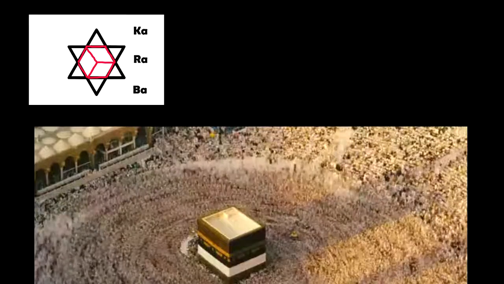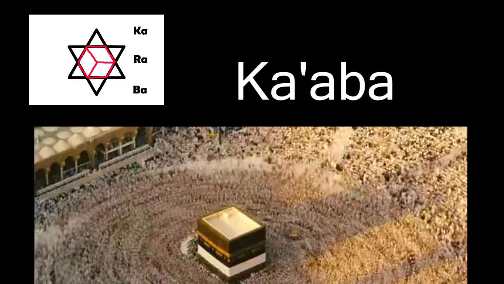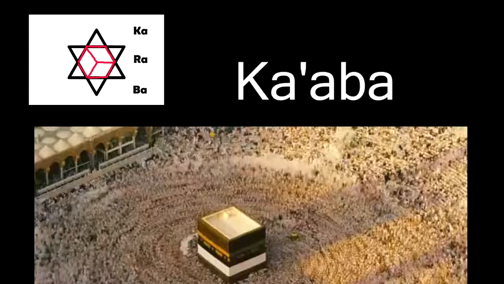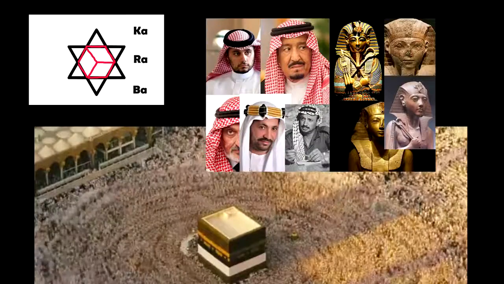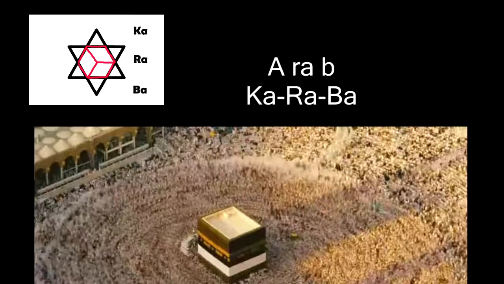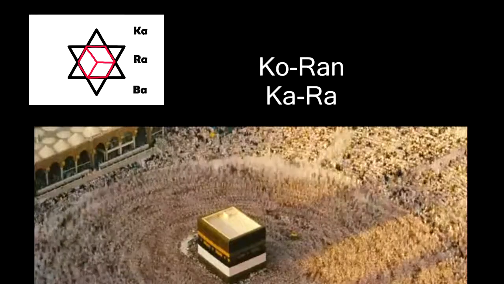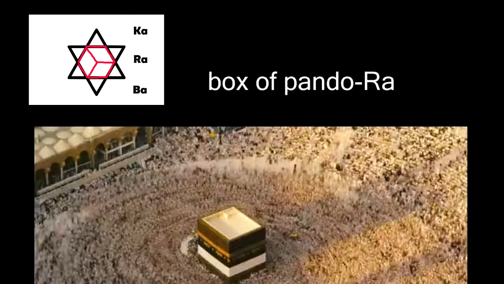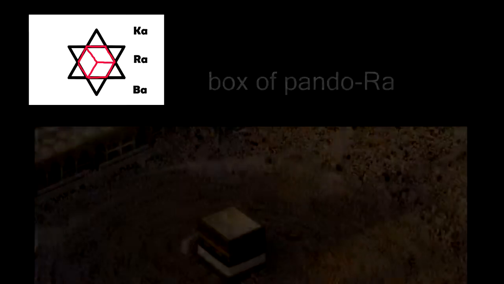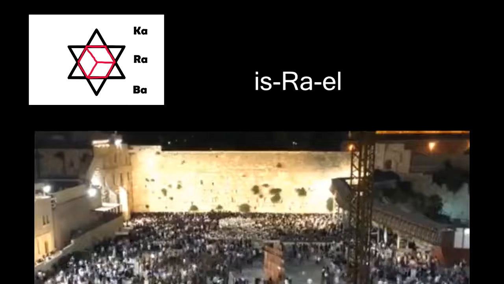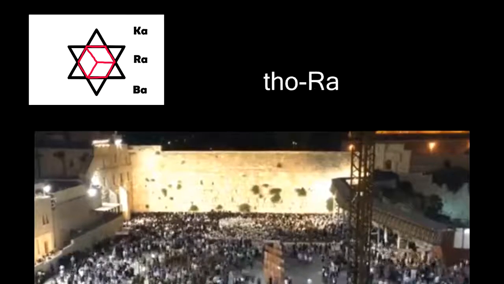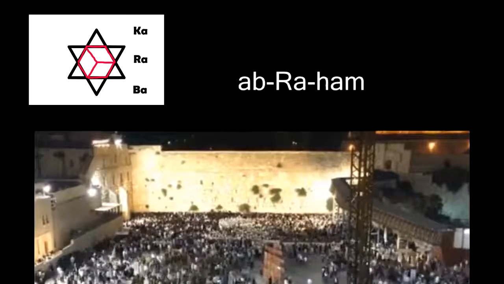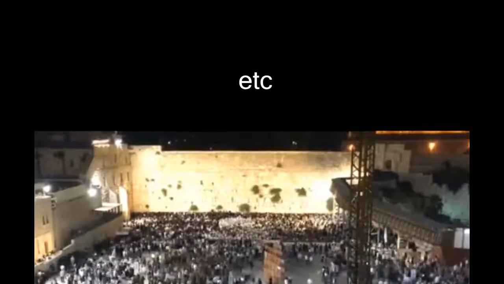Let's explain a few words. In Mecca, you have the black box, the Kaaba. In my view, that is not the Kaaba, but the Kaaba. And why in Saudi Arabia? Well, that is no coincidence. Plenty of words here with the Kaaba. Let's go to the so-called arch enemies of Saudi Arabia. Some of these words are probably coincidences.